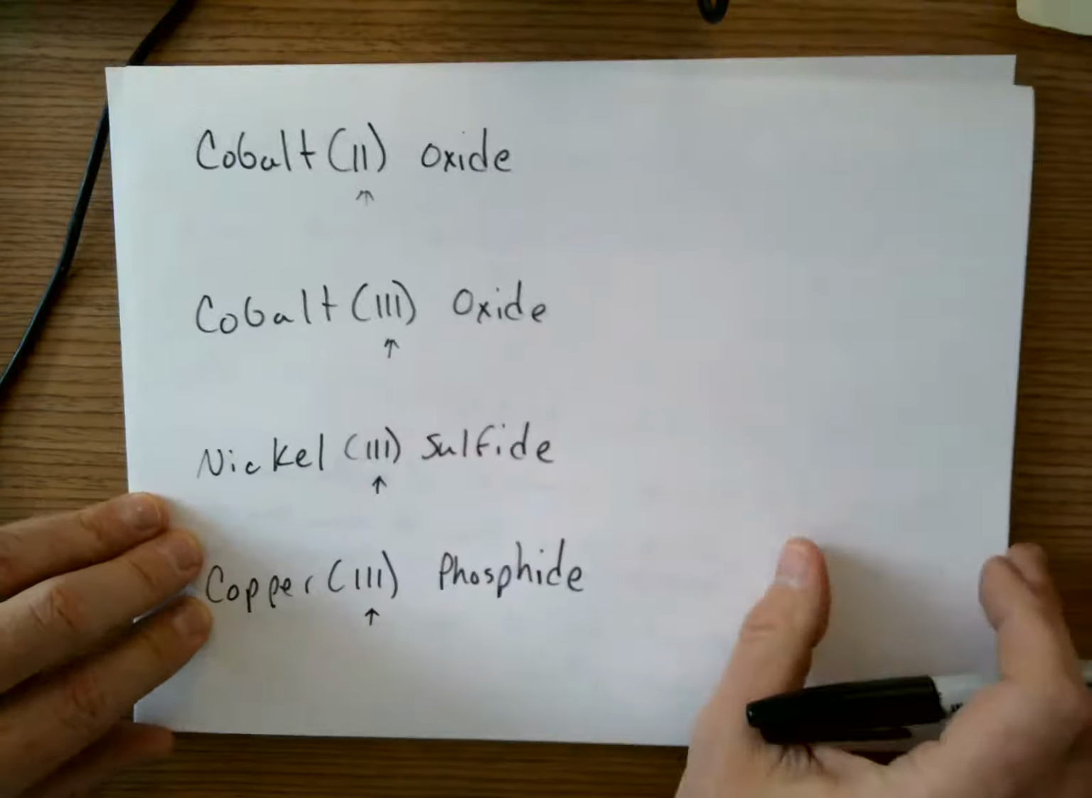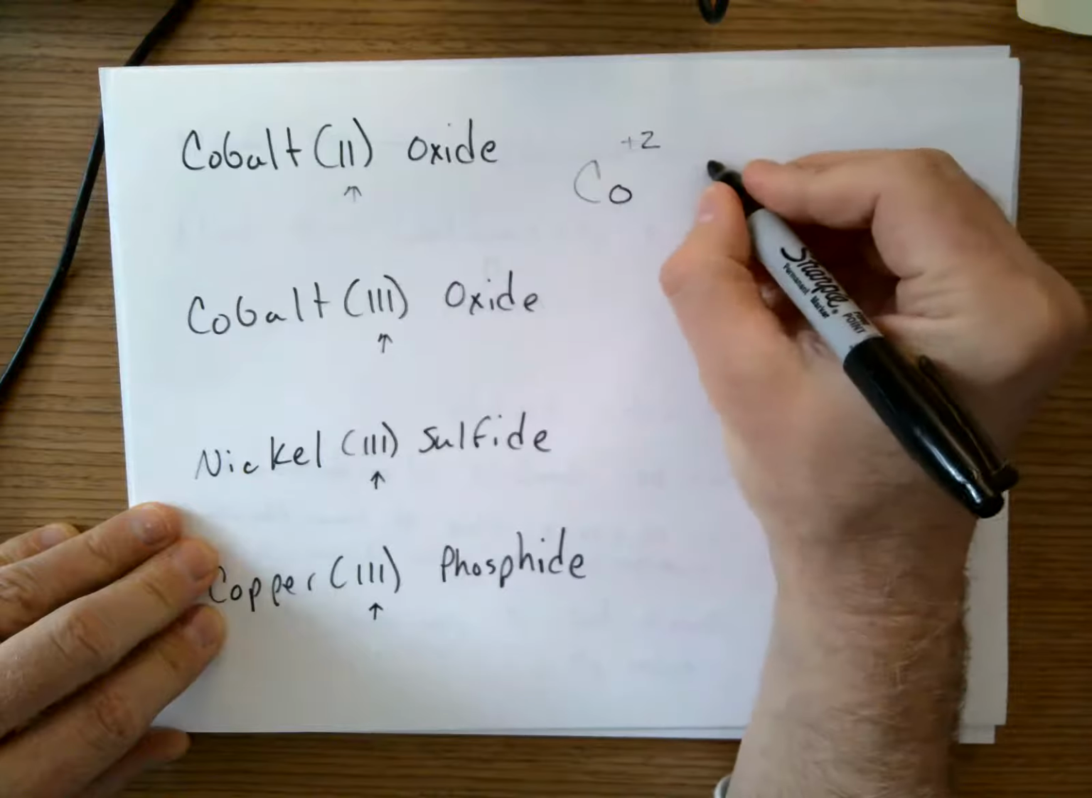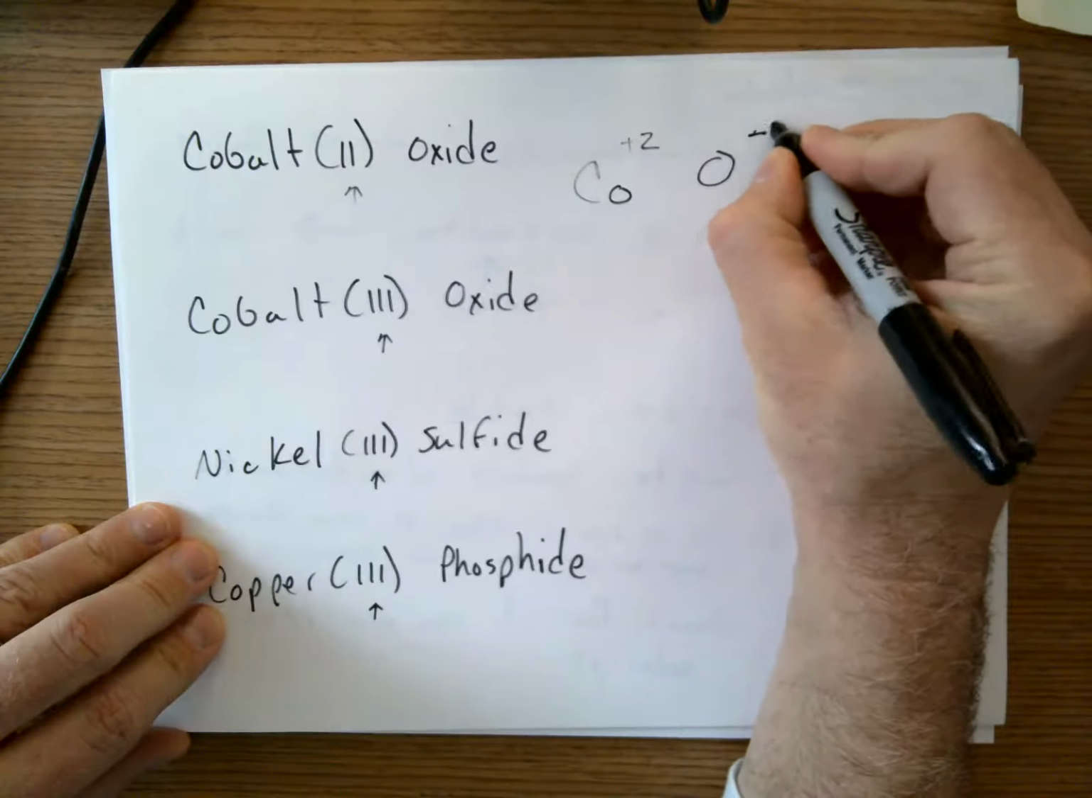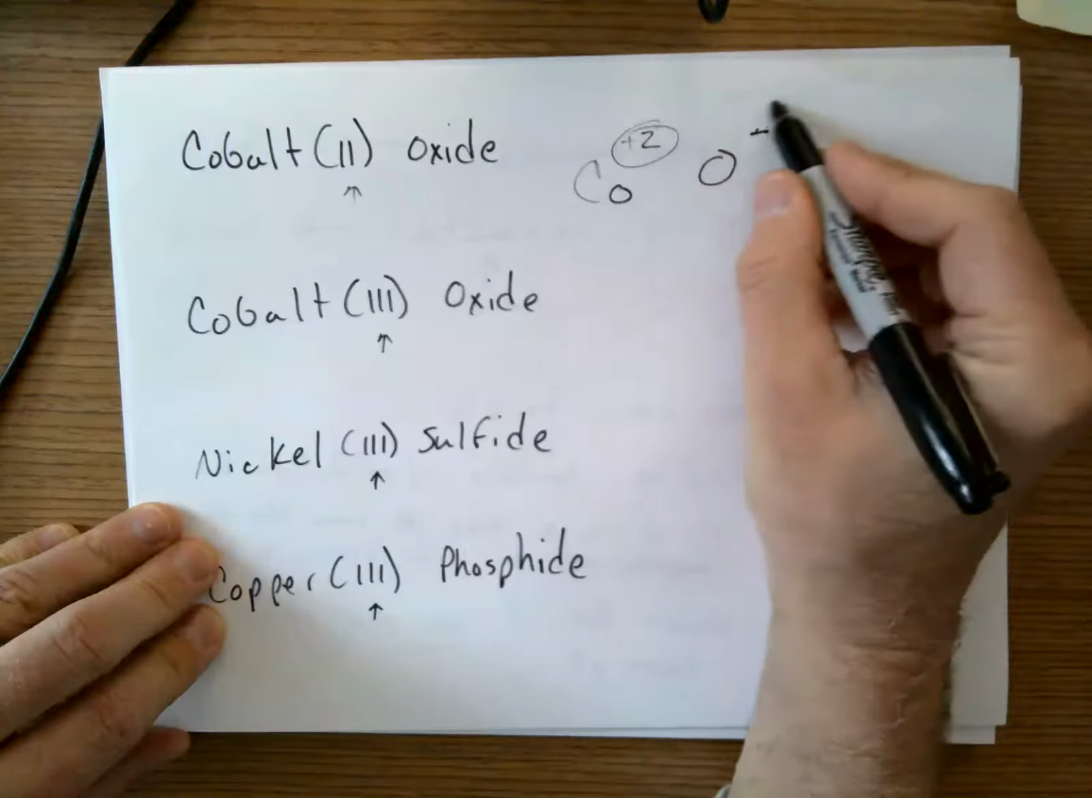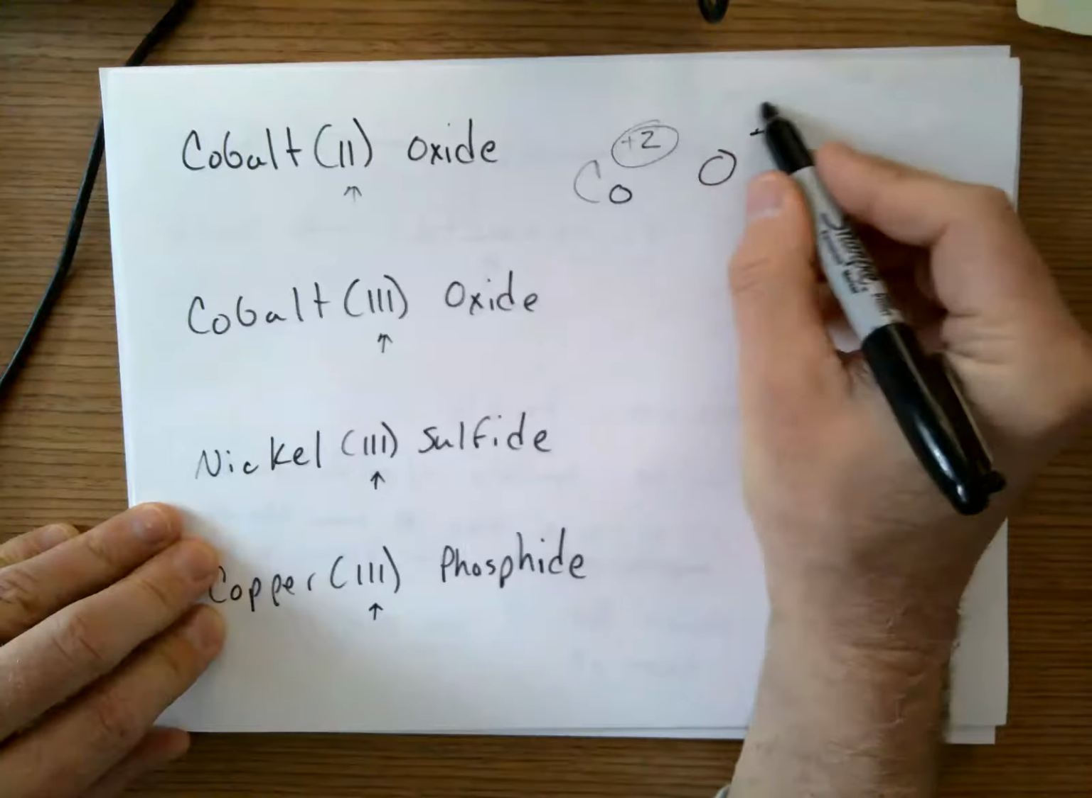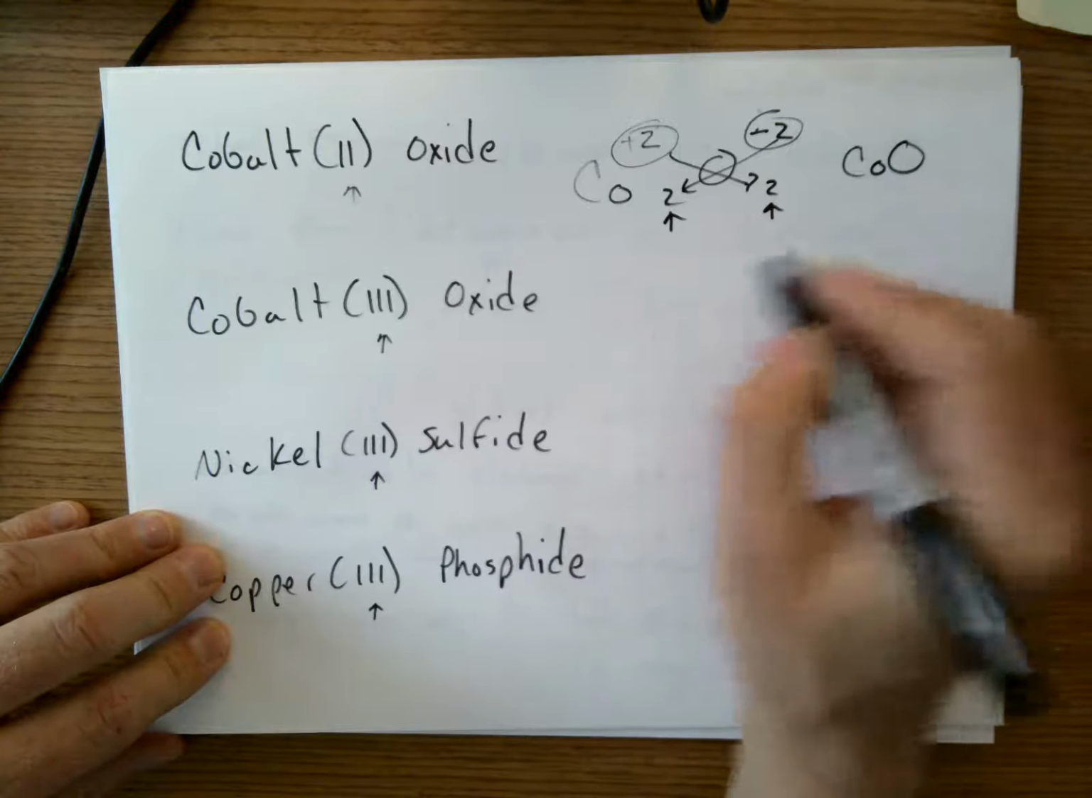So cobalt, we would think, oh, cobalt is one of those transition metals that have multiple oxidation states. Which one is it? It's a plus 2 charge. Oxide, minus 2 charge. Now again, once we have these two that are the same value, positive and negative, just opposite, they really cancel out into a CoO. You can crisscross the charges, but remember, when we can reduce the subscripts, we go ahead and reduce it.